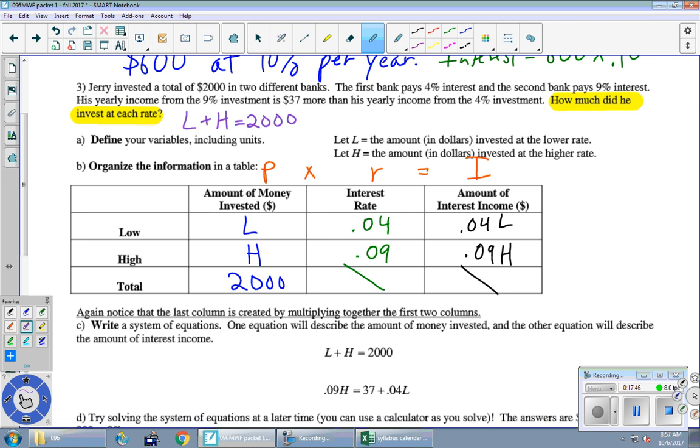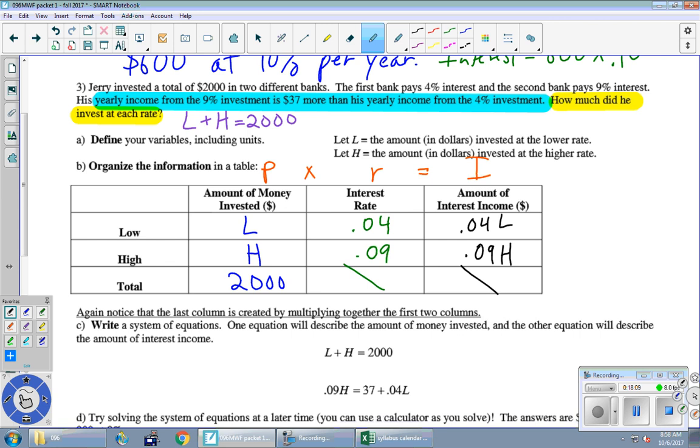So what we have to do is translate. And we're going to translate this sentence right here. This is the hardest translation that we'll do today, even in all the activities. This is as tough as it gets. So let us carefully translate. Yearly income from the 9% investment is $37 more than the yearly income from the 4% investment.